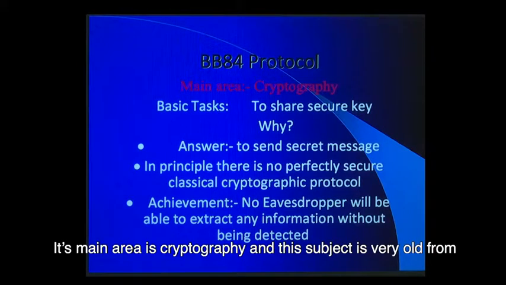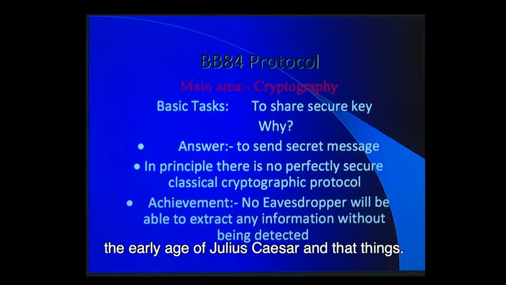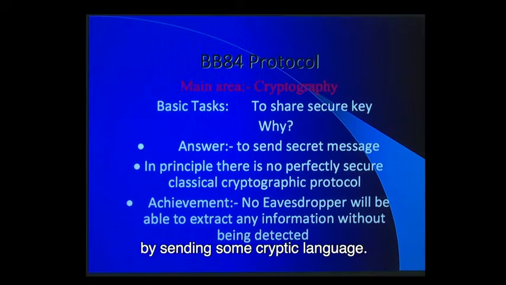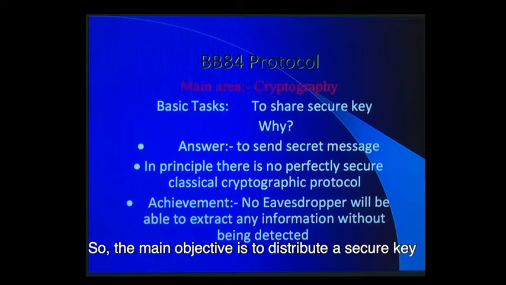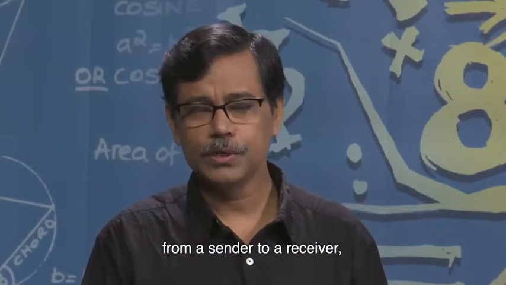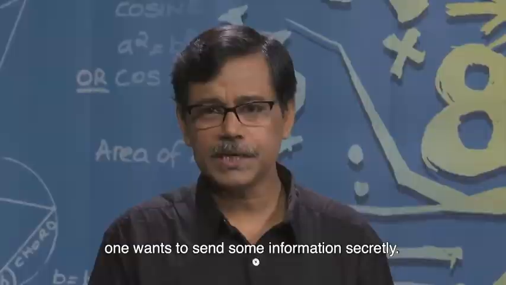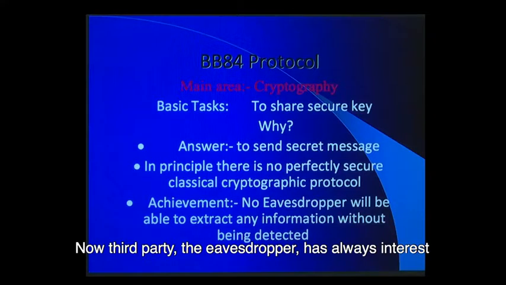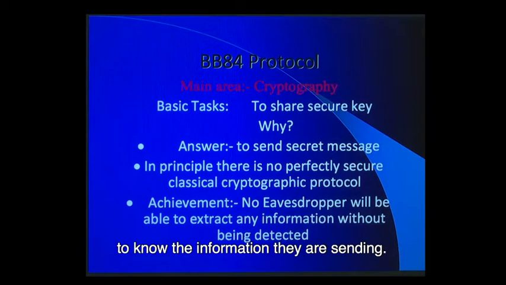Its main area is cryptography, and this subject is very old, from the early age of Julius Caesar. You know that Julius Caesar sent his information to his army by using some cryptic language. So, the main objective is to distribute a secure key from a sender to a receiver. One wants to send some information secretly. Now, a third party, the eavesdropper, always has an interest in knowing the information they are sending.